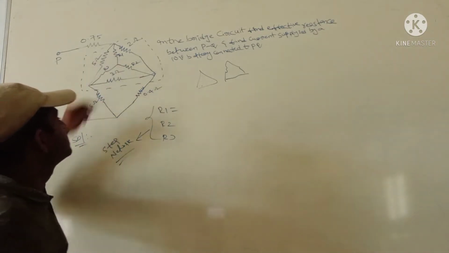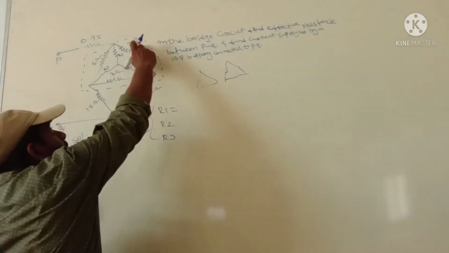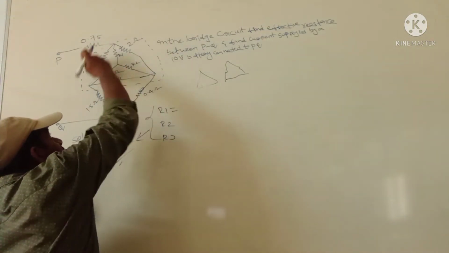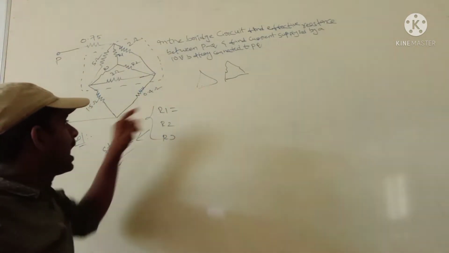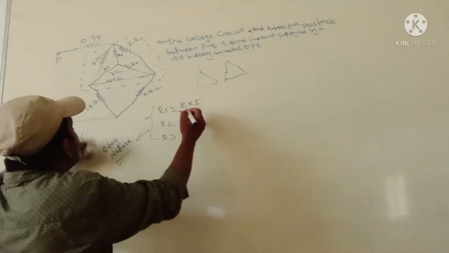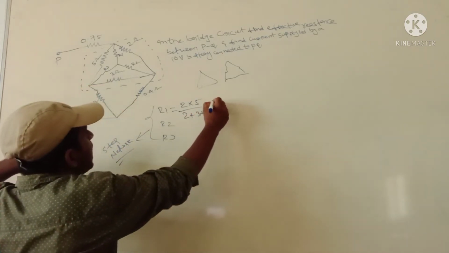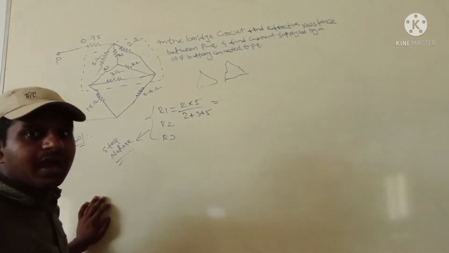So R1 is equal to, how can we find it? Opposite wall into adjacent wall, divided by the sum of all values of the delta connected network. Therefore R1 is equal to 2 into 5 by 2 plus 3 plus 5. This is the value of R1.